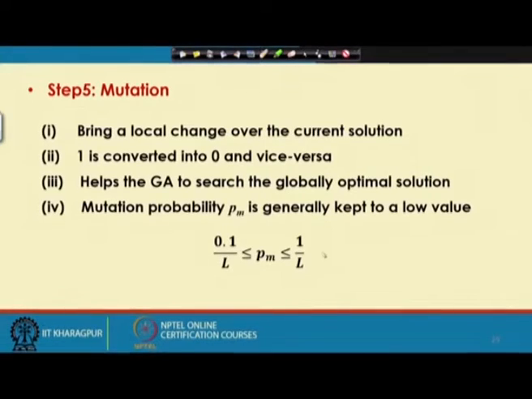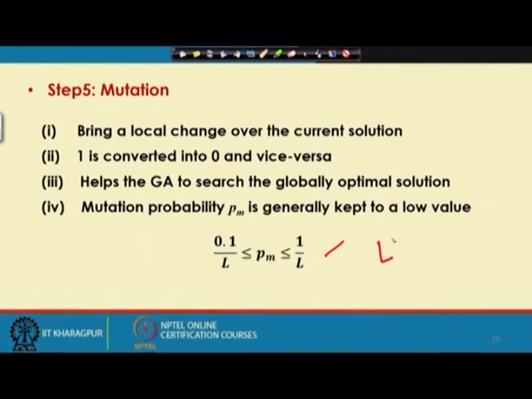The thumb rule to select this PM is as follows: PM should lie between 0.1 divided by capital L and 1 divided by capital L. Here this L is nothing but the length of the GA string.